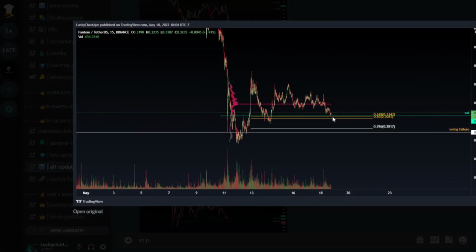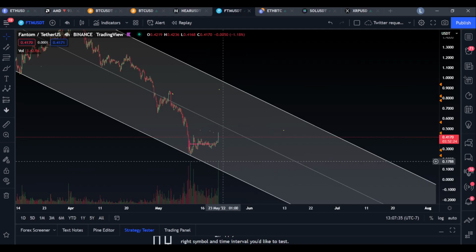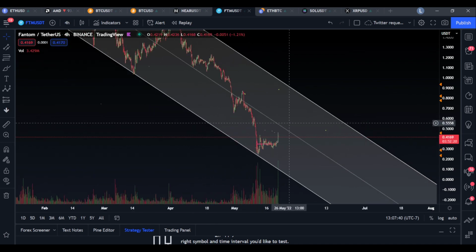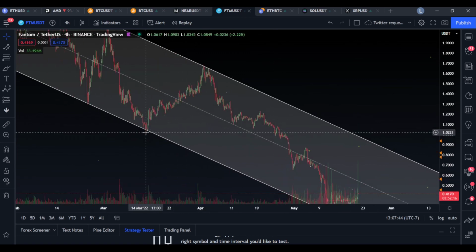This level ended up holding. We came a little deeper into the golden pocket. We've rallied from there. So yeah, I have that core position. But if we are indeed going to be in an uptrend, I want to be adding to my position on retracements. So let's take this for example.